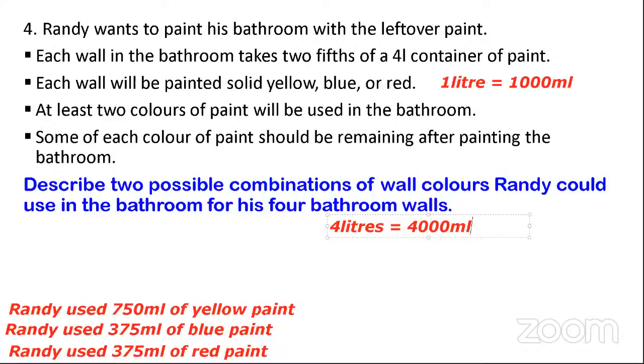Okay, so now that we know that we have 4,000 milliliter of paint in all, that is what Randy bought. Randy bought 4,000 milliliter of blue paint and he used 375 milliliters of that. So in order to find that, we have to subtract. So we're going to say 4,000 milliliter subtracting 375 milliliters from that. And that gave us a difference of 3,625 milliliters.